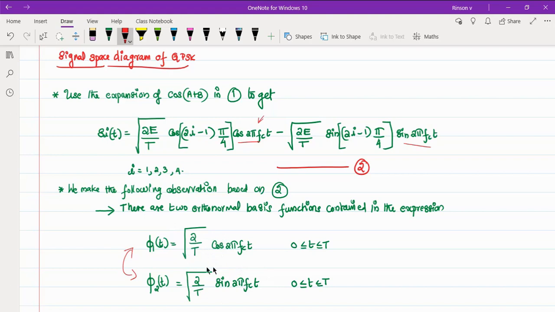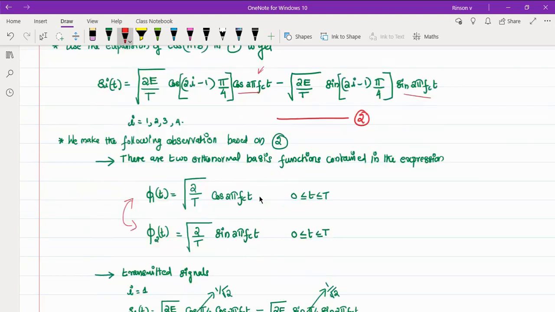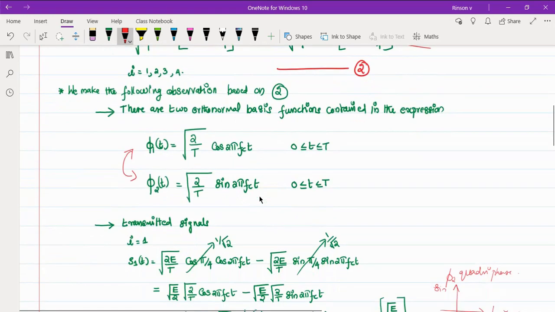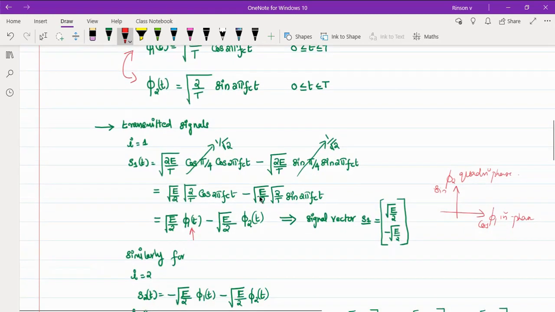And again, this one will have unit energy, as we have already seen in the case of QPSK. So from this you can find two basis functions. One is phi 1, this, and phi 2 is this. Now using the basis functions, you can represent the signal as this.